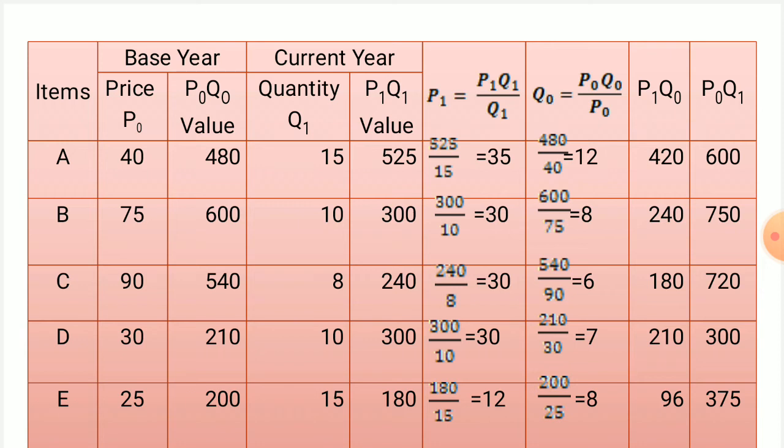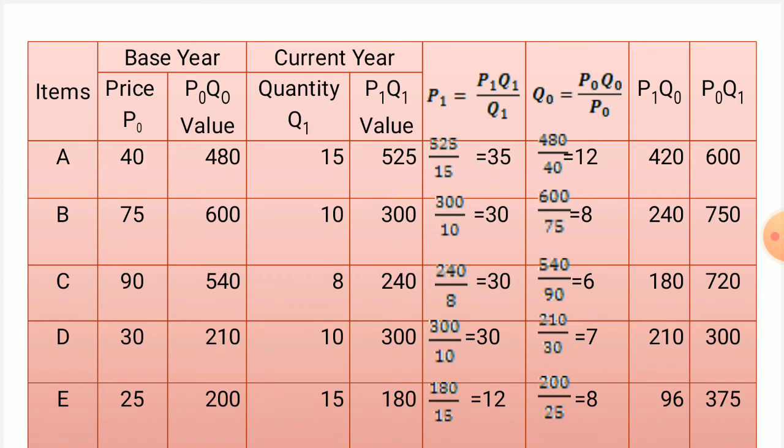Then Q0 is to be calculated here. Q0 is equal to P0 Q0 divided by P0. 480 by 40 is equal to 12. 600 by 75 is equal to 8. 540 by 90 is equal to 6. 210 by 30 is equal to 7. 200 by 25 is equal to 8.